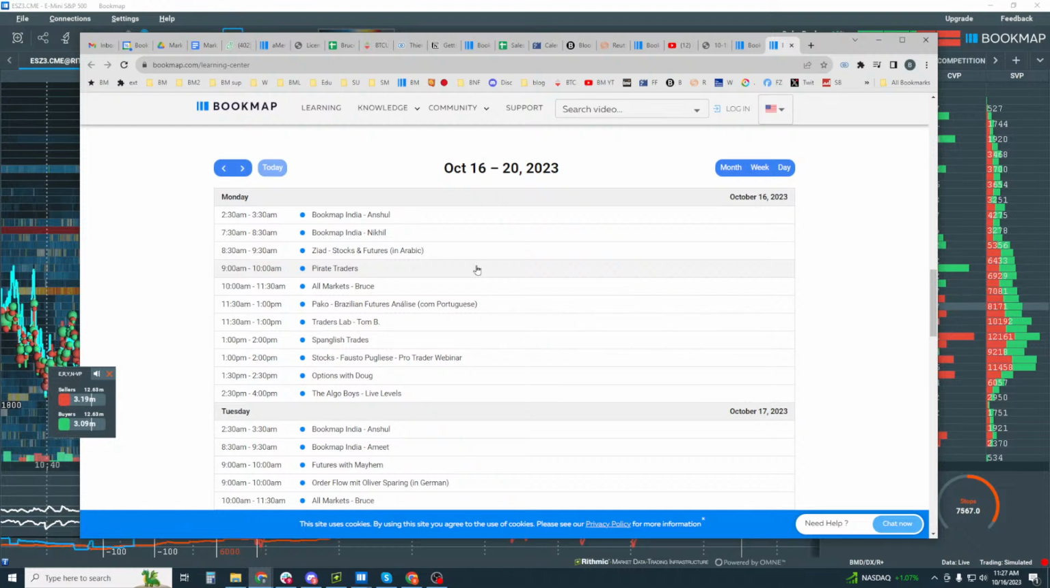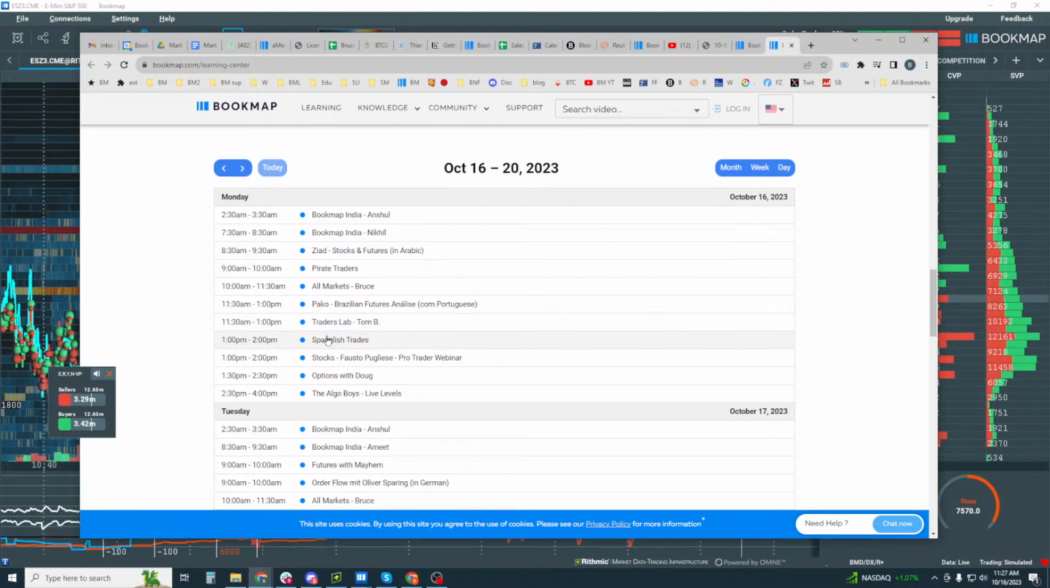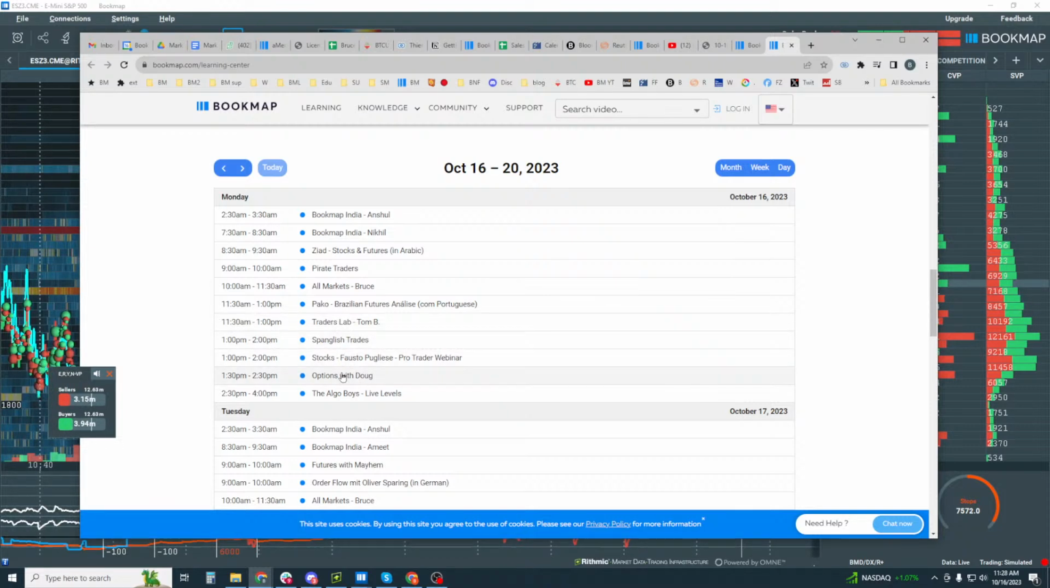As mentioned, we had Pirate Traders with Charles earlier, all markets here. Paco is going to be starting the Brazilian market here, and then Tom B at the same time, going through the S&P E-mini and volume profiles. So if you're a profile trader, I highly recommend you come and check that out. Spanglish trades later, and then here's Fausto, options with Doug, and Algo Boys rounds it out and closes the market.